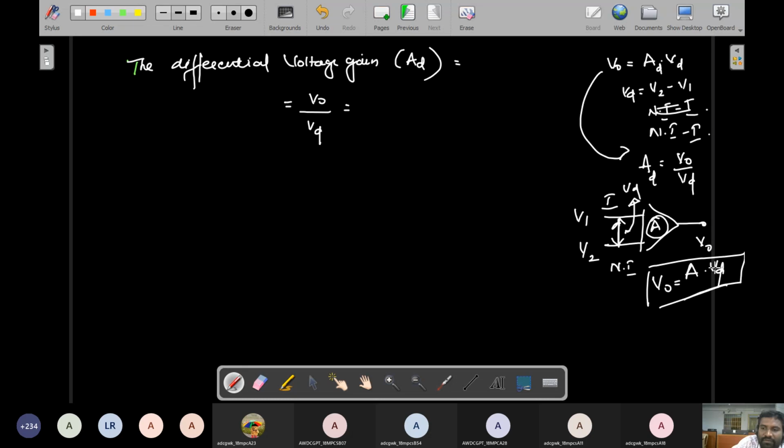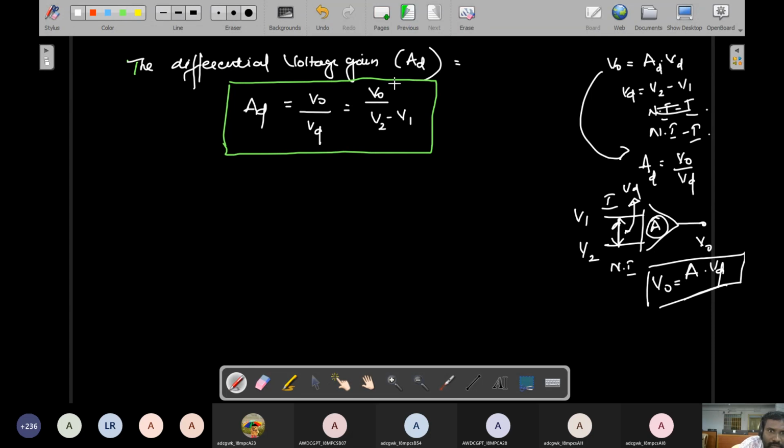So this is the differential voltage gain, V0 by VD. But VD is nothing but V2 minus V1. So therefore this value is V0 divided by V2 minus V1. Okay, so this is your final answer. So right now AD is nothing but this, and this is one important equation.